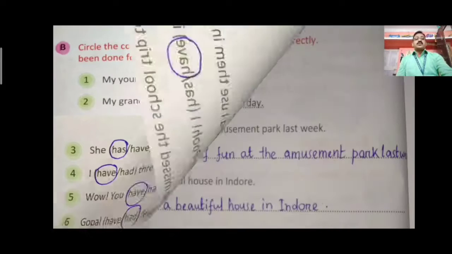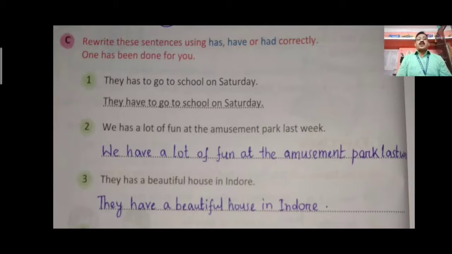Now we will see the third option or third bit. Rewrite the sentence using has, have or had correctly. One has been done for you. I have done the rest of the questions also for you, children. They has to go to school on Saturday. They is a plural subject or plural pronoun, so we cannot use has there. The correct answer will be they have to go to school on Saturday.